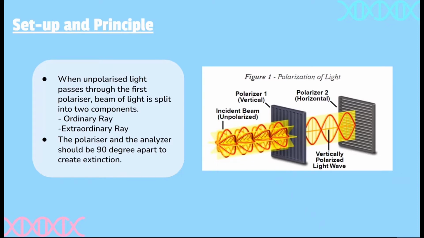When a beam of white unpolarized light passes through the first polarizer, the beam of light is split into two components which are polarized in mutually perpendicular directions. These two components are called the ordinary ray and the extraordinary ray. When setting up the polarizing light microscope, the polarizer and the analyzer should be 90 degrees apart to create extinction, such that the field of view becomes as dark as possible.